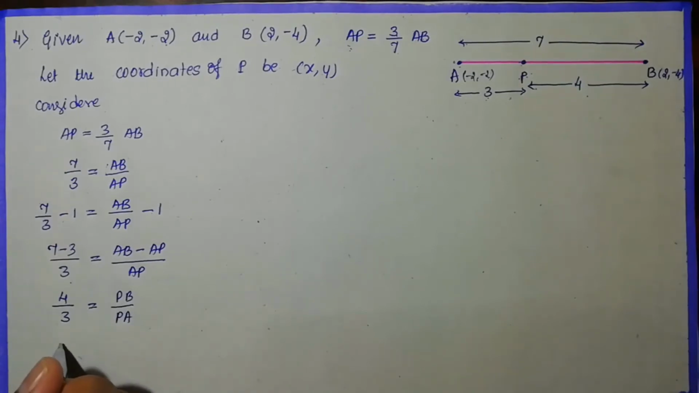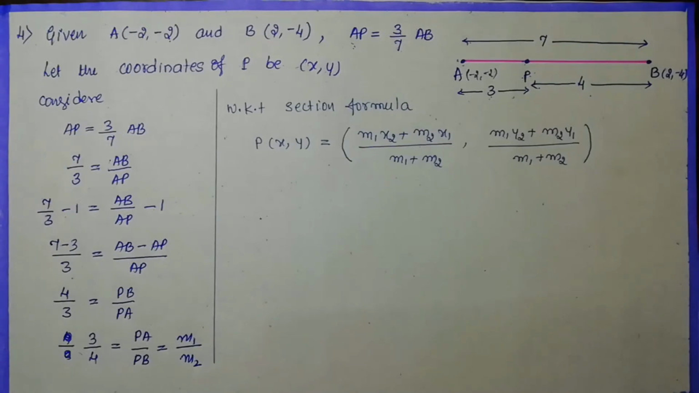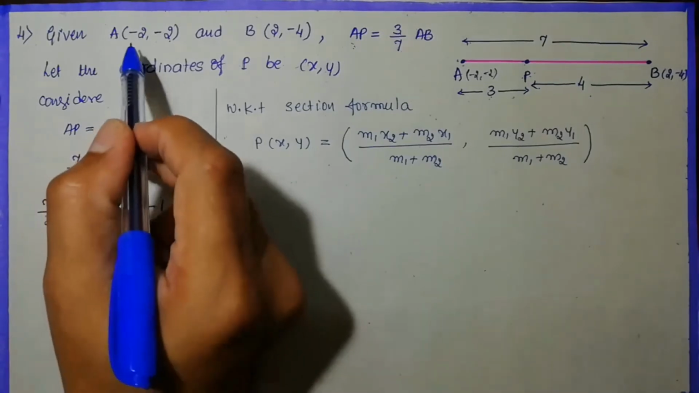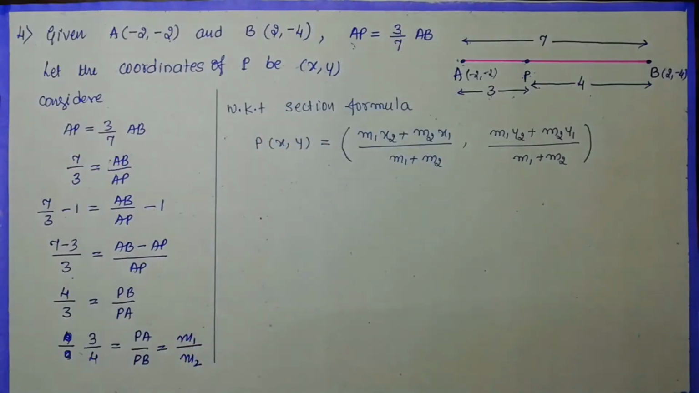Now I'm going to take the reciprocal of this one. If you take the reciprocal, it will become 3 by 4 is equal to PA divided by PB, and this is equal to M1 divided by M2. So M1 means 3, M2 means 4. 3 is to 4, the same ratio. Now the next thing is I have written the section formula, because here it is x1 y1, x2 y2. M1 is to M2 means M1 means 3, M2 means 4. Just a substitution. It is now similar to the previous problem.